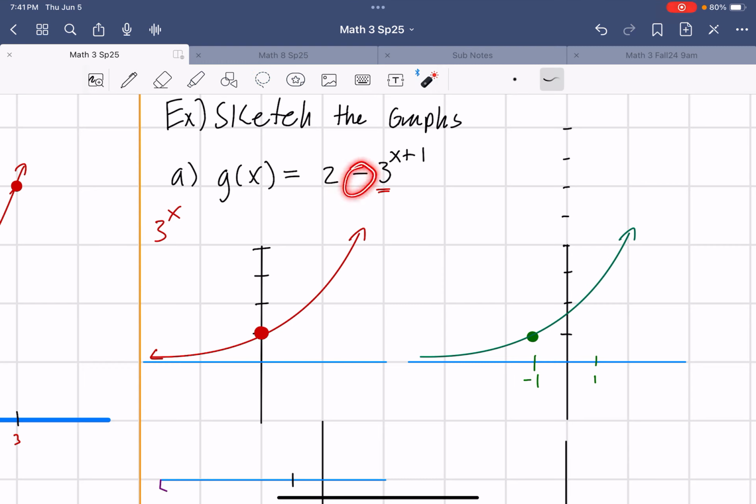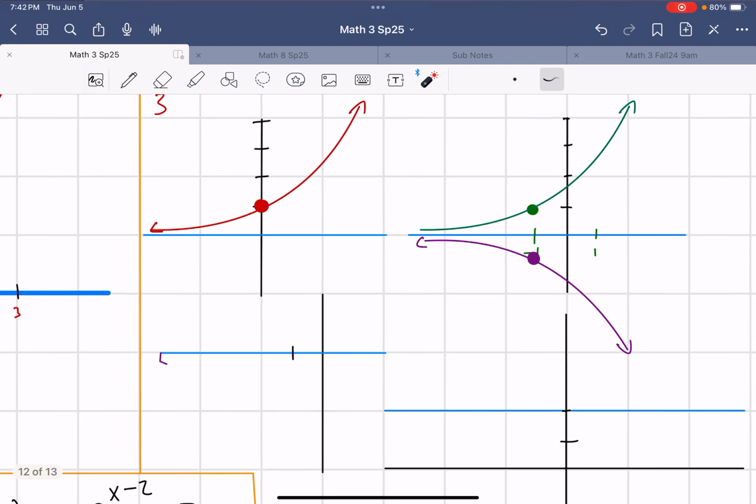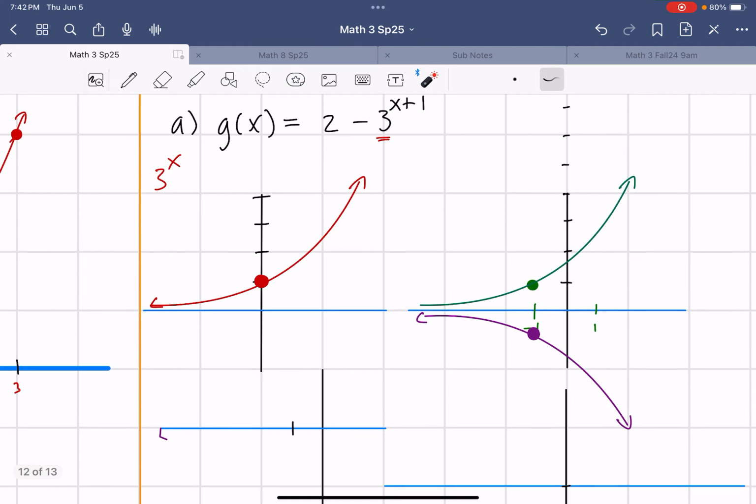Then now we have this negative outside. So this negative actually makes a reflection on the x-axis. So it's going to shift your point down 1 to here. And then if we reflect on the x-axis, it's going to be going downward. I'm not looking for anything perfect, but do your best. And lastly, this 2 means you have to move the graph up 2. But once again, we have to move the horizontal asymptote up 2 as well.